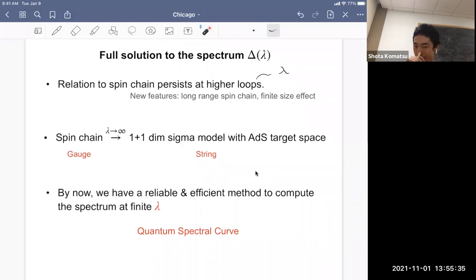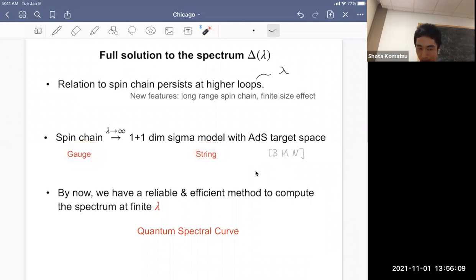And the basic picture is that, so this spin chain which you discover from the gauge theory side, you can also study some limits. Originally the limit was studied by Berenstein, Maldacena, and Nastase, the famous BMN paper. And they discovered that if you increase the coupling, this spin chain just becomes a 1+1 dimensional sigma model with AdS target space. So this is also one manifestation of AdS/CFT duality.